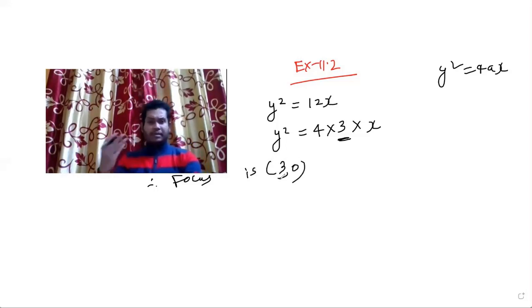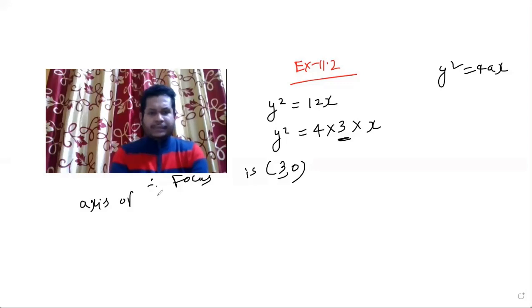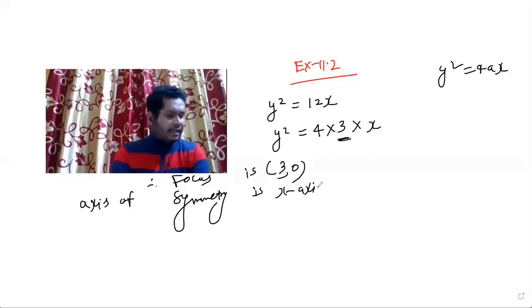Because as we know for this situation, the focus is (a, 0), so a is 3. So the focus will be (3, 0), right? And in this case, as we know, the axis of symmetry is the x-axis. So we'll mention that the axis of symmetry is the x-axis. That will conclude this part. Now, what else are they asking?